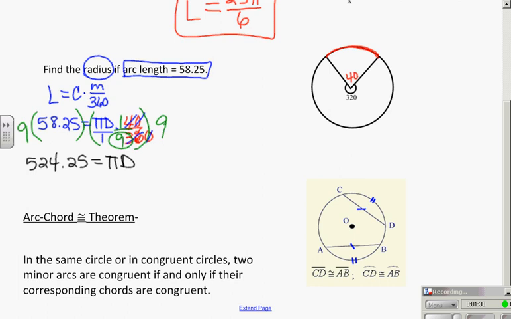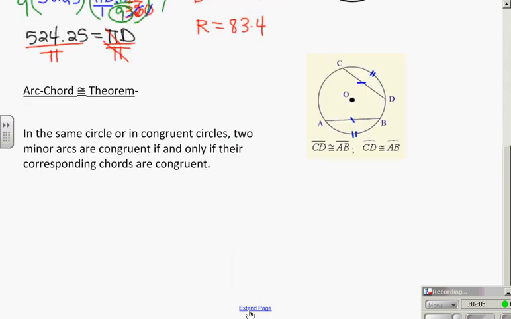524.25 equals pi d. Pi is being multiplied times the diameter, so I'm going to divide both sides by pi. This is a case where you'll want to use the pi key on your calculator and actually divide this out. So I'll find out that the diameter is equal to 166.9. How do I get from diameter to radius, which I want? Divide by 2, and my radius is 83.4. It's best if you wait until the very end to round your answers, which is why my rounding is off just slightly.